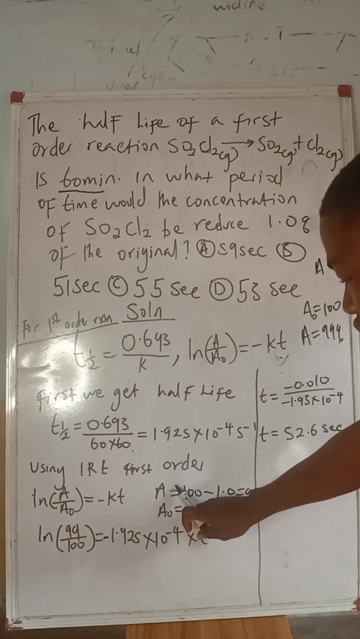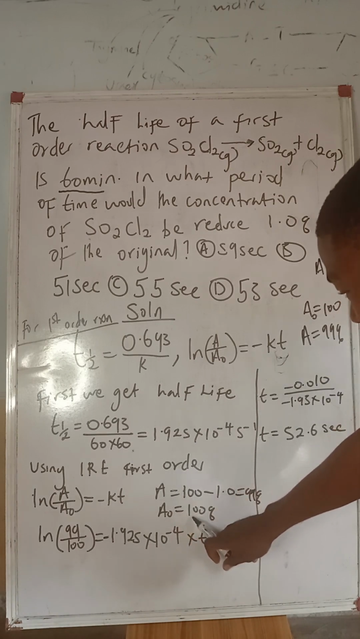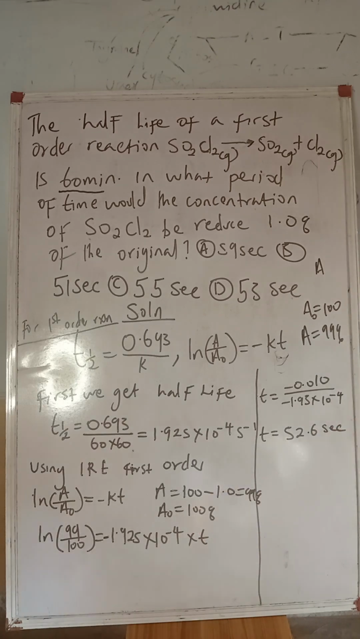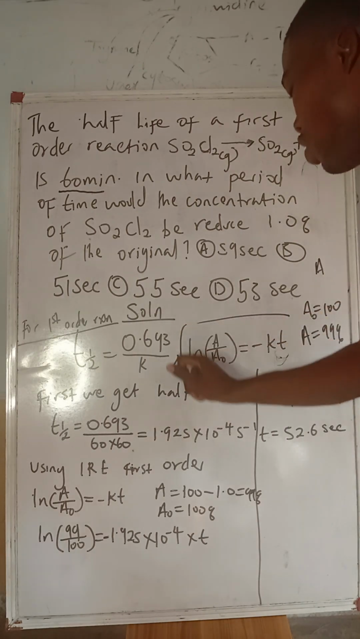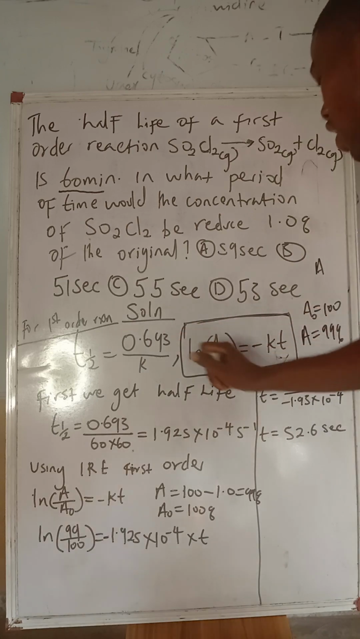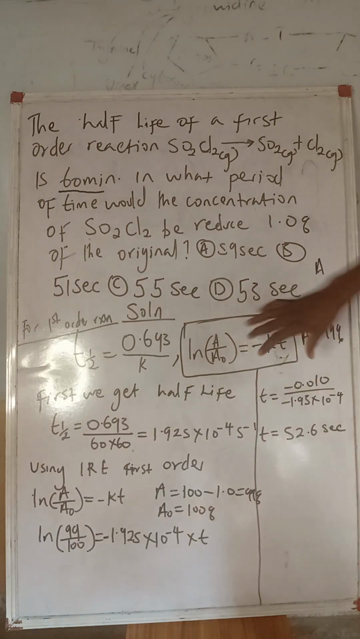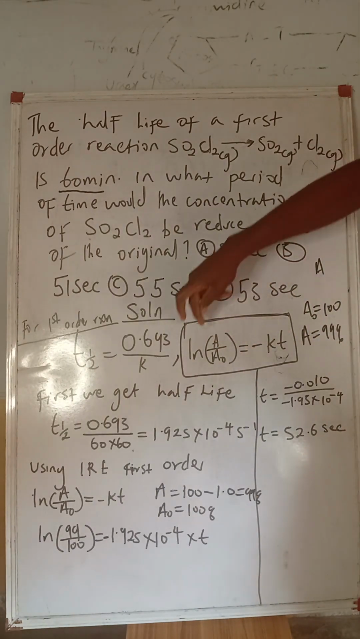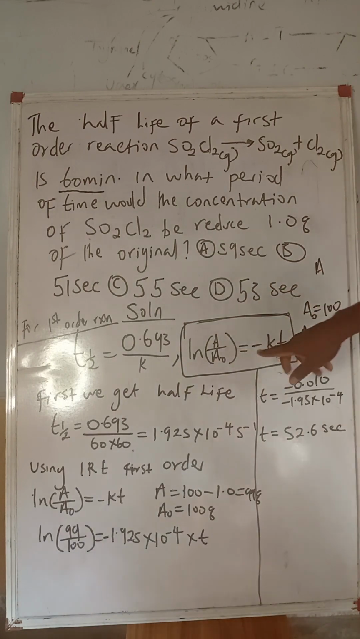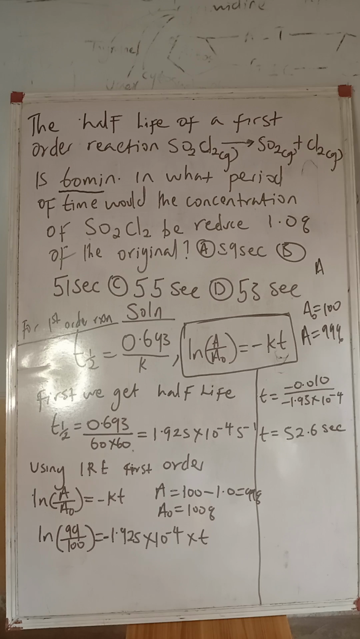Initial is 100%, final is 99%. A0 is the original, the initial concentration of the reactant, 100%. Now, the first thing you have to do in such a reaction is use the integral rate law expression of a first order reaction. Yes, it's an exponential equation, just like radioactive decay. So for a first order reaction, ln of final over original equals minus kt. That's how it is done.